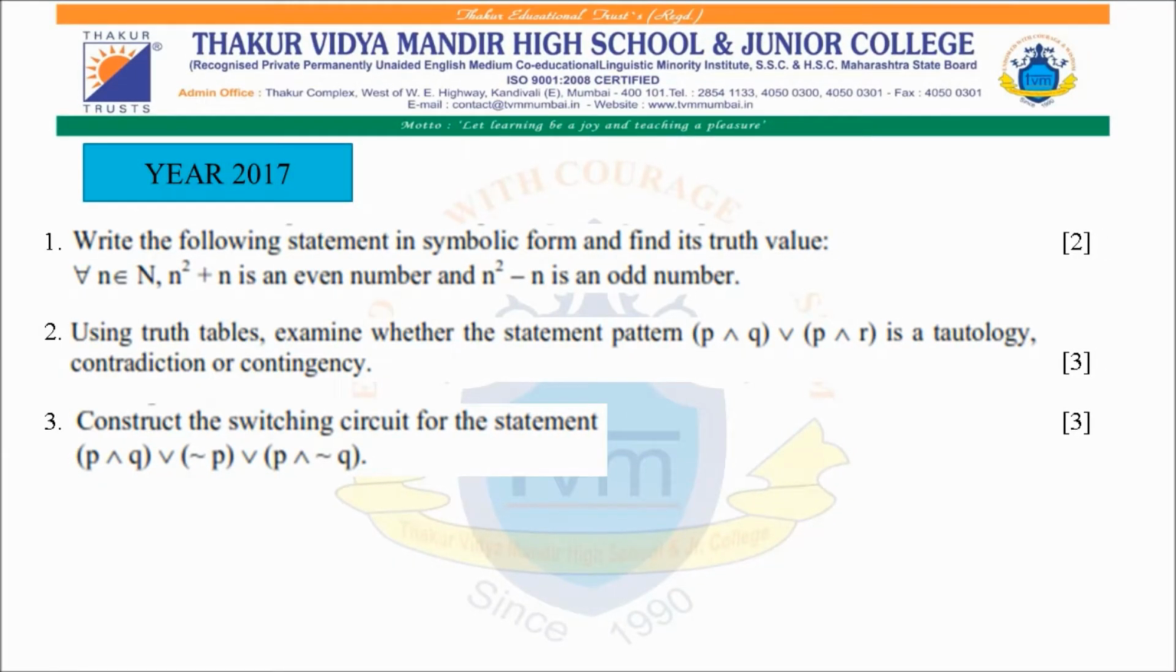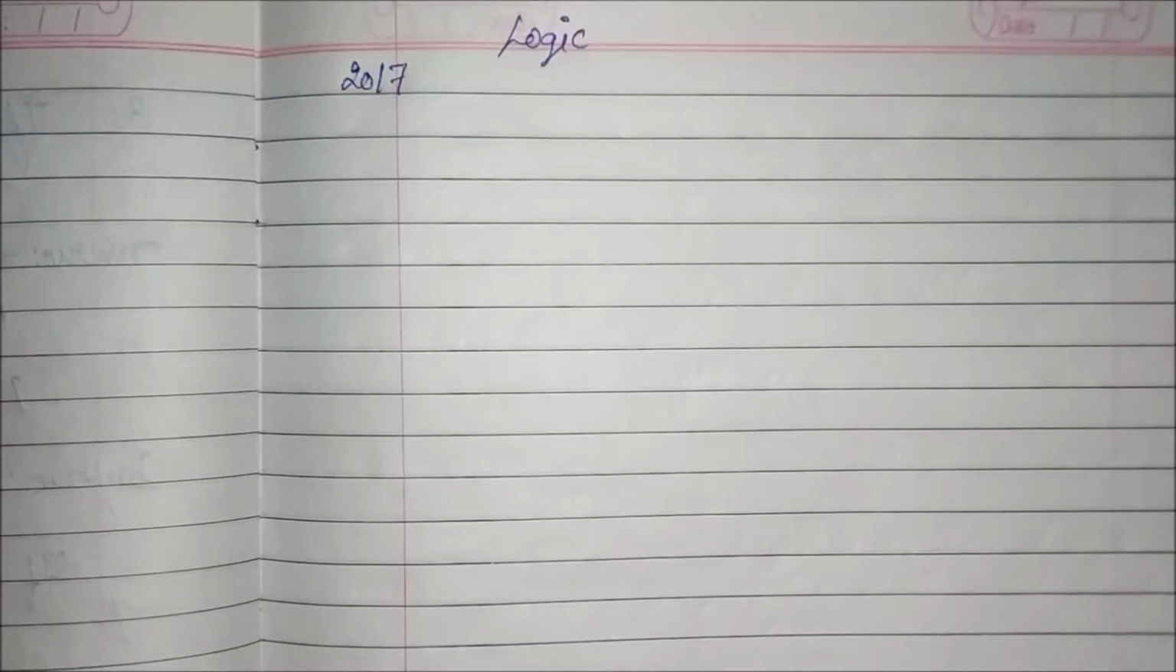Now these are the questions of year 2017. There are also three questions. First question is of 2 marks, second question is of 3 marks and third question is of also 3 marks. See the solutions in the video. Let's see the first question of year 2017.